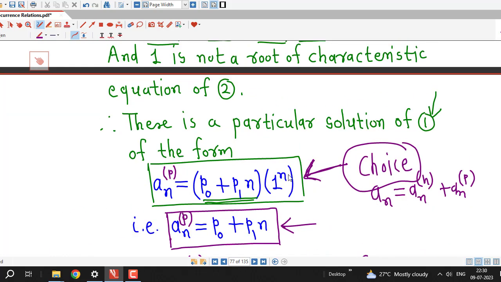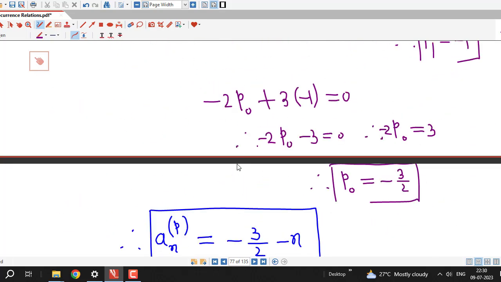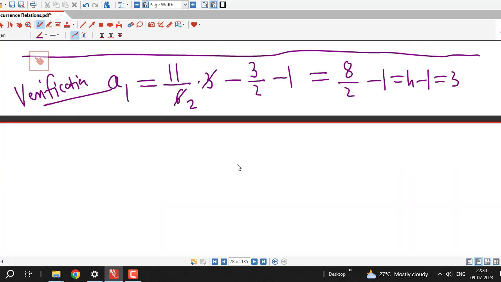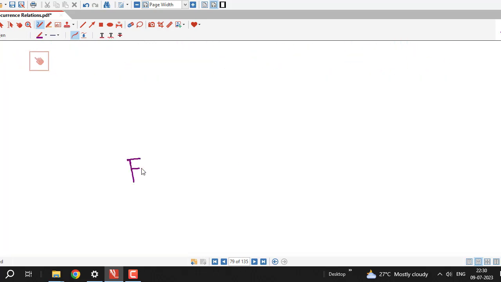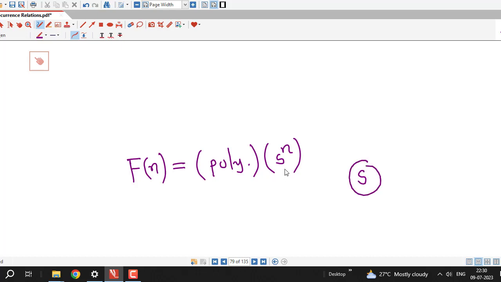So the main thing is how to select the appropriate particular solution, and for that we have explained the method of undetermined coefficients in lecture number 9. What we have to remember is to visualize our function f of n as the product of a polynomial and the nth power of some constant, say s raised to n. Then check whether this s is a root of the characteristic equation or not.